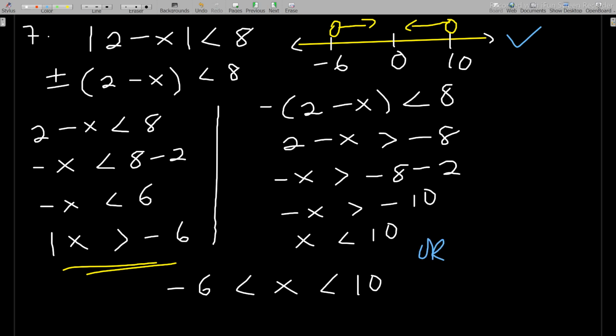Or you can write it in an interval notation like this: open interval negative 6 comma 10, then close. So the interval should be just open interval like this. The closed interval is drawn like this, it means they are part. Now since negative 6 and 10 are not parts, you draw it like that, open interval. Okay, so I hope you can see this.